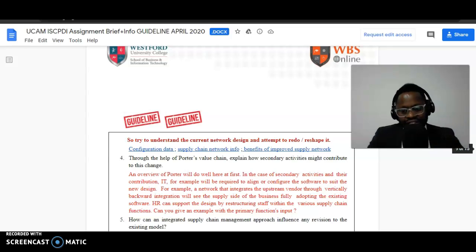Right, so I have a last note there. Try to understand the current network design and attempt to redo its shape. And you're redoing it not because you want to redo it, of course. You're redoing it based on the challenges you would have seen, and as well based on the recommendations you would have put in place. So the challenges and the supply chain strategies you would have considered must and should influence your supply chain network design. All right, I hope you got that.